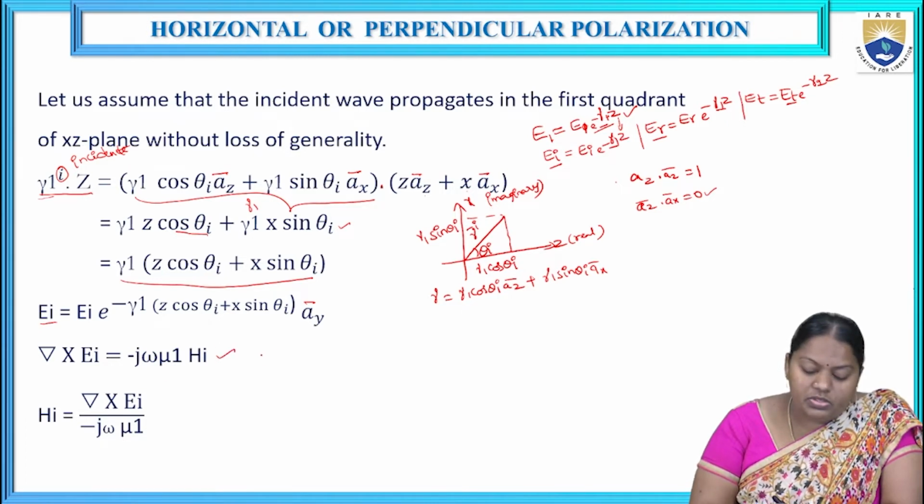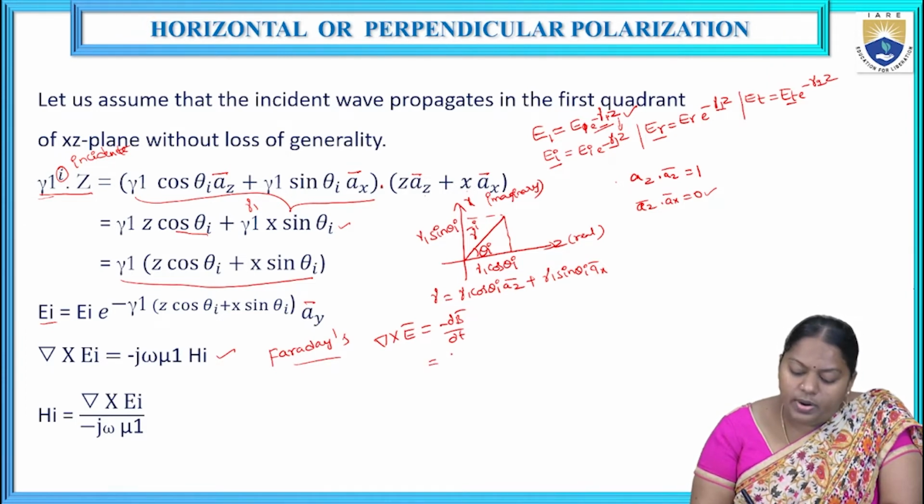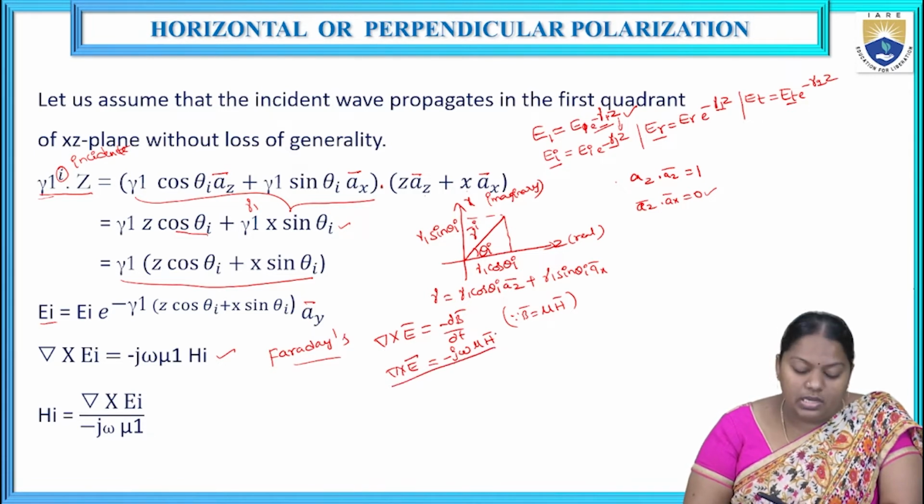What is this Maxwell's equation? It is from Faraday's law. According to Faraday's law, it is given by del cross E bar equal to minus dou B bar by dou t. Then for time varying fields, dou by dou t is replaced by j omega, and B is given by mu into H bar. The B and H relation is B equal to mu into H. If we substitute B by mu into H, then it becomes del cross E bar equal to minus j omega mu into H bar.